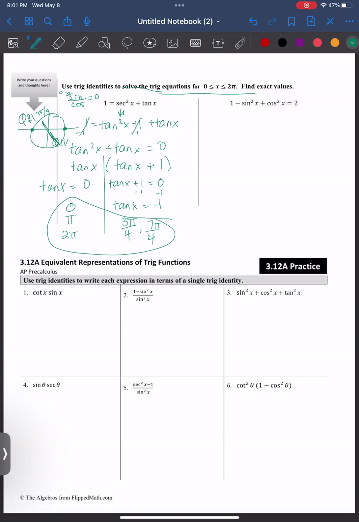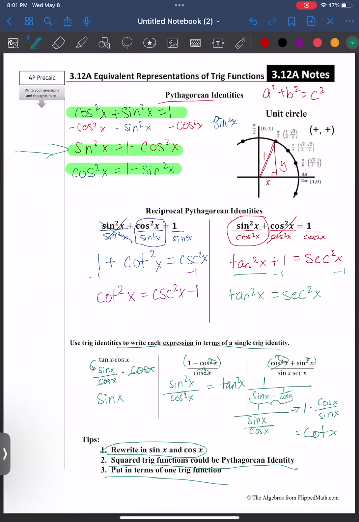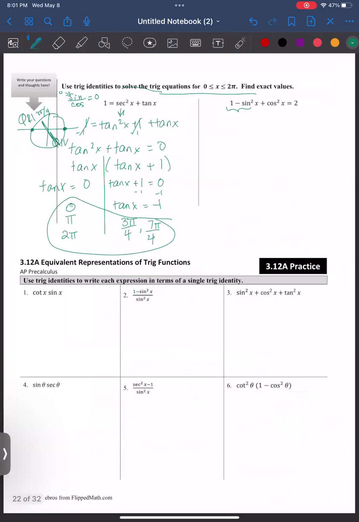So now let's go ahead and look at the next one. So we have here another identity, right? This is derived from one of our main ones up here, cosine squared of x equals 1 minus sine squared of x. So I can just go ahead and rewrite it as cosine squared of x plus cosine squared of x equals 2. Well, if I add these up together, I get 2 cosine squared of x equals 2.